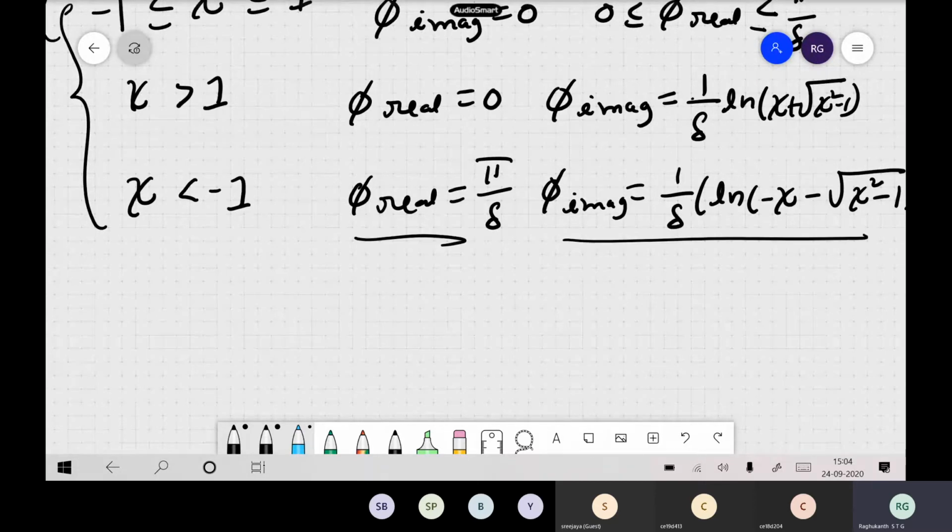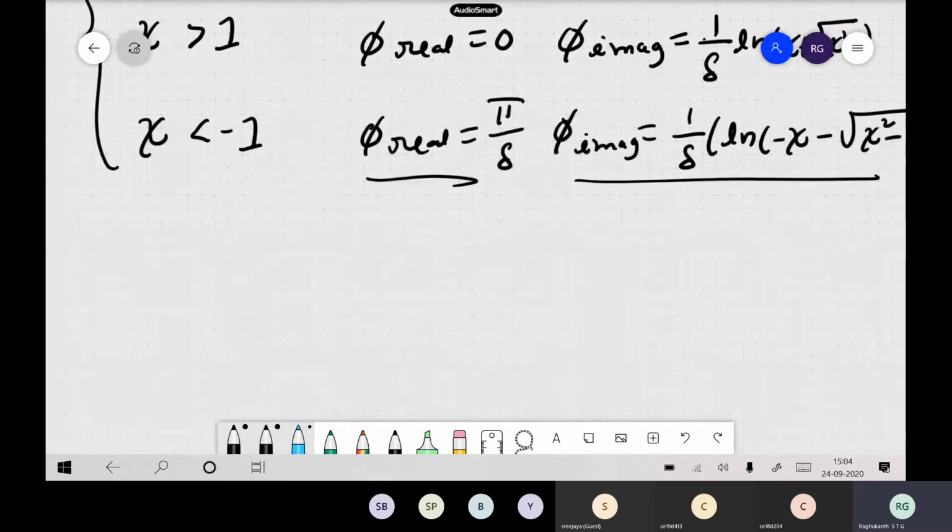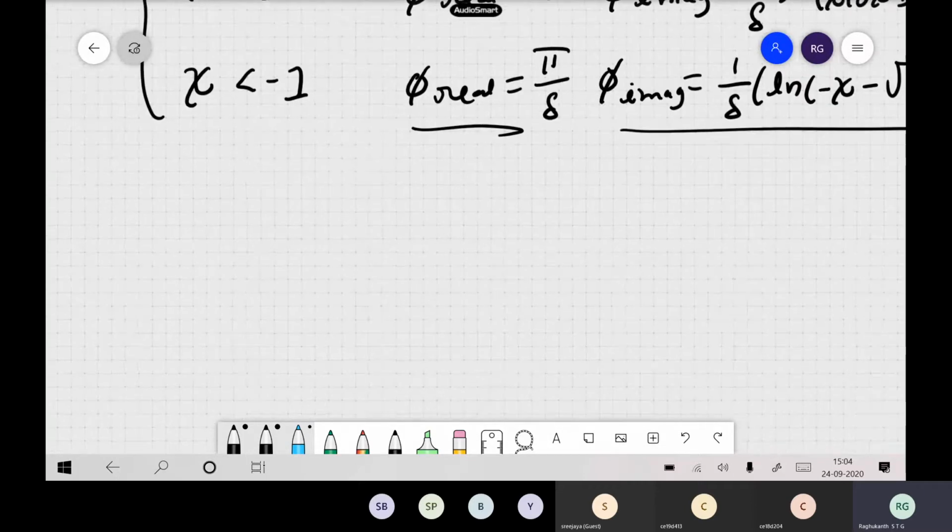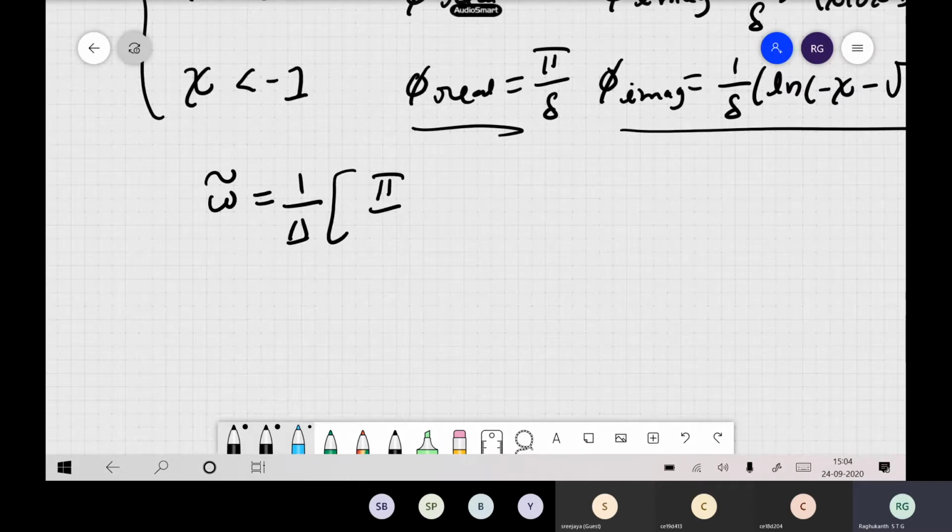We will use this to establish our cases. So now let us see the first case. Omega hat is equal to 1 by delta, pi by 2 minus arc sine psi.